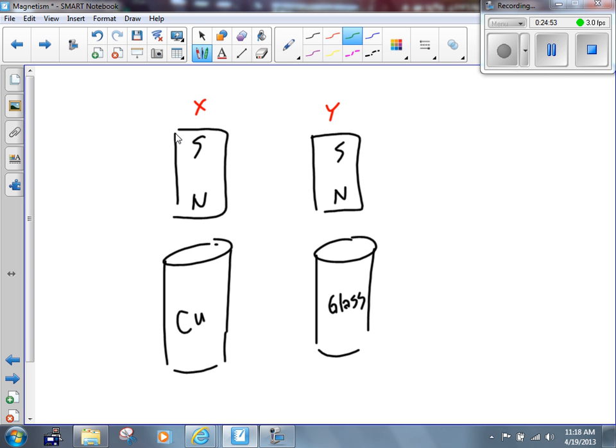Let's look at C. Magnet X falls at a slow rate because copper is a conductor, glass is not. Both magnets fall at a faster rate? No, it's not going to fall at a faster rate. Glass is going to fall at the same rate.